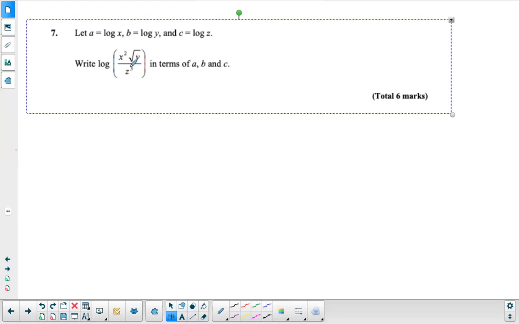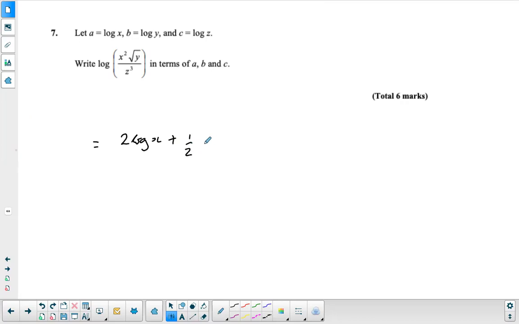Question 7, we're going to deconstruct this and turn it into, we can split this up into an addition and a subtraction. So log of x squared is 2 log x, plus the power of the square root is a half, so that's a half log y, and then because I'm dividing, that would be negative 3 log z. Therefore, the answer is 2a plus half b minus 3c.